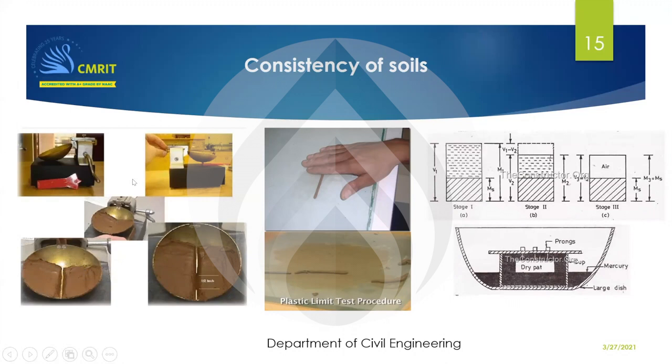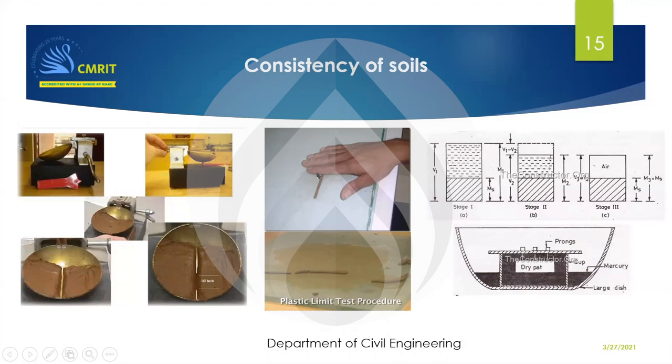Then we have some grooving tools. You can see here one grooving tool. With this grooving tool, we cut a groove. Afterwards, using this handle, we give blows to the cup. We can see that the cup will close. If it closes in half an inch, then we can say that it has reached the liquid limit.